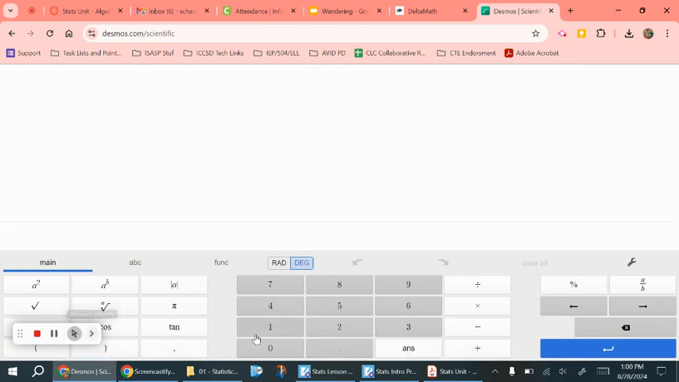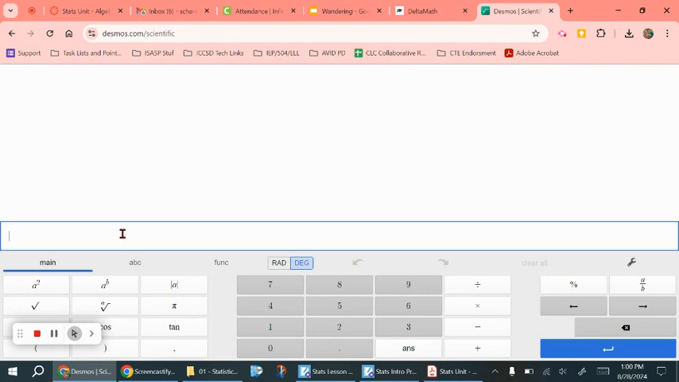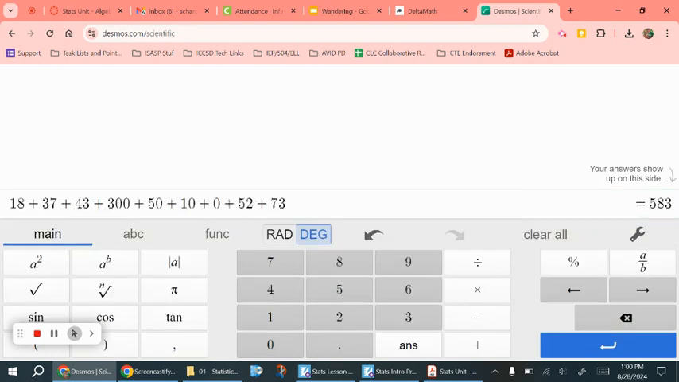And so if we're using Desmos to help us with finding the mean, we're just using it as a calculator. So I'm going to add these numbers up. 18 plus 37, I'm reading off my list on the other page, you should have yours in front of you, plus 300, plus 50, plus 10, plus 0. I know adding 0 doesn't do anything, but I'm going to add it anyway. Plus 73. So I've added those up, and I've got 583.